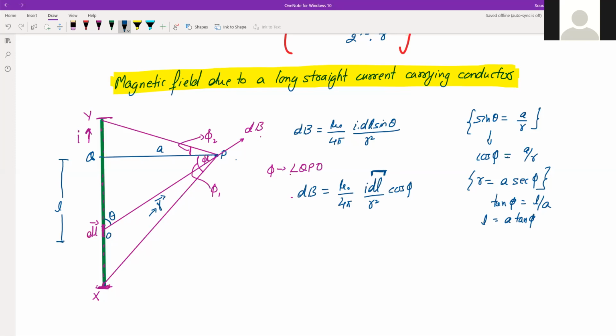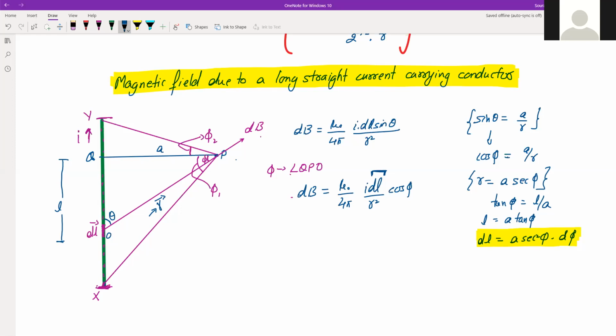Because we have to replace this dL. So dL will become a secant square phi d phi, because tan theta's differentiation is secant square theta. This technique of integration you will learn in mathematics, so I'll explain that there as well. So now we have dB, and dB is equal to this. Now this dL and r square have to go.